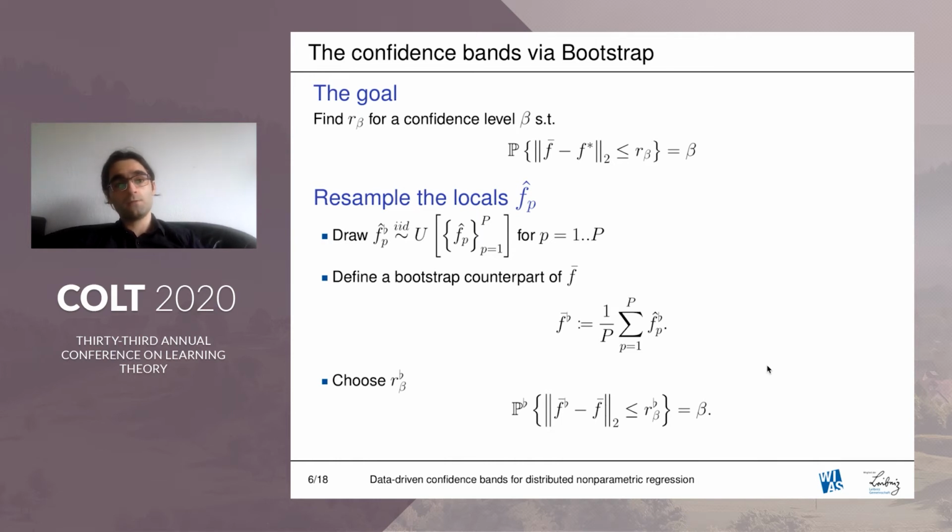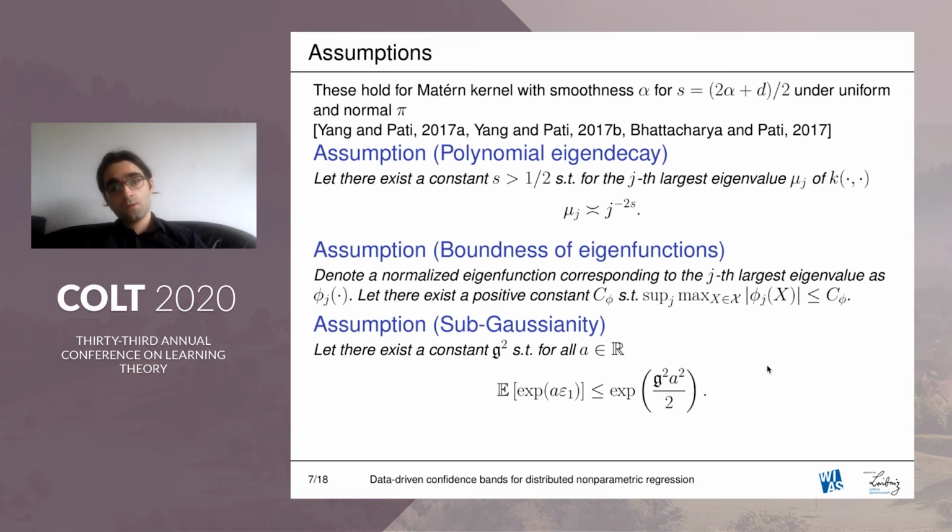But in order to assert this, we make some assumptions. First of all, we need to control the eigendecay of the covariance function. And also we impose assumption of uniform boundedness of the eigenfunctions. As a motivating example, we use the Matern kernel, which satisfies these two assumptions under some conditions. The more problematic assumption is believed to be the second one, boundedness of eigenfunctions, yet there is hope it is actually relaxable. As it was mentioned before, we also impose sub-Gaussianity for the noise. So we just assume that its tails are lighter than the tails of Gaussian distribution.